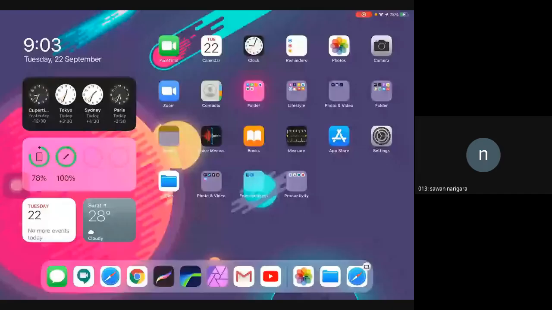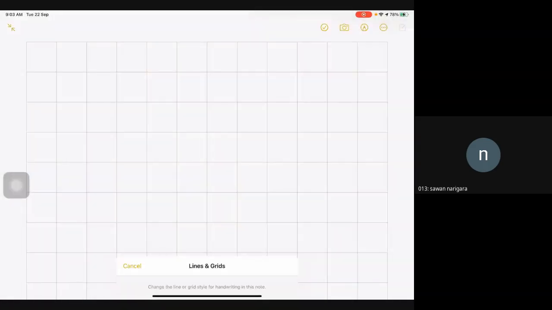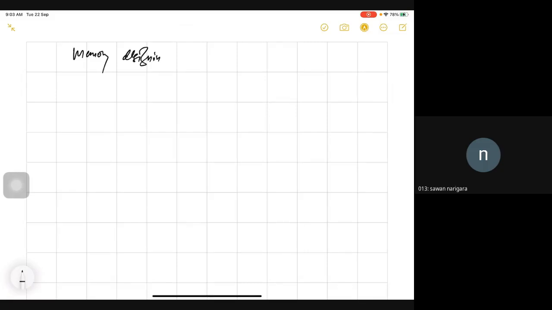Are you able to see my screen? Yes, sir. Okay. So, today's topic is memory designing or memory interfacing. Now, this is our topic for today's session.